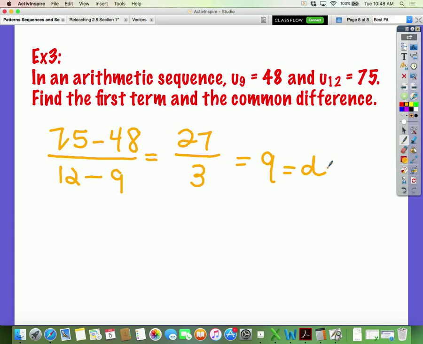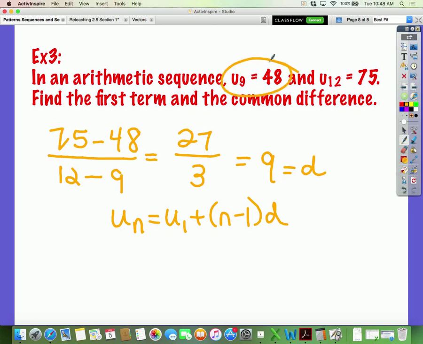Okay? And now that you have your common difference, you can sit there from the 9th term and continue to subtract 9 until you reach the first term, or use the formula. And by using the formula, you would pick either of these terms. Which one do you want to use, the 9th or the 12th?